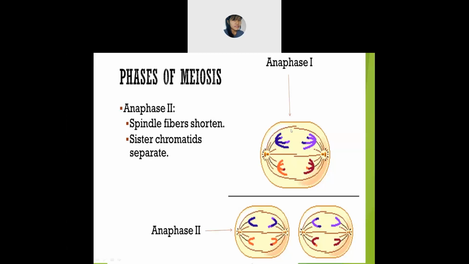And here what happens, the spindle fibers also will get shortened. It will get short. The length of the spindle fibers will decrease. And at last, the chromatids will get separated. So this is the thing which you will find in the anaphase 1. Okay, are you clear?